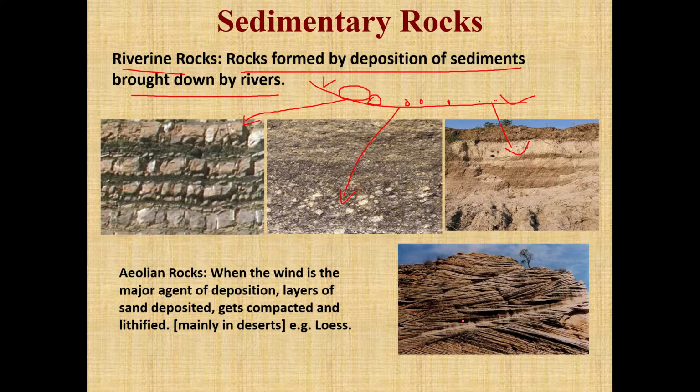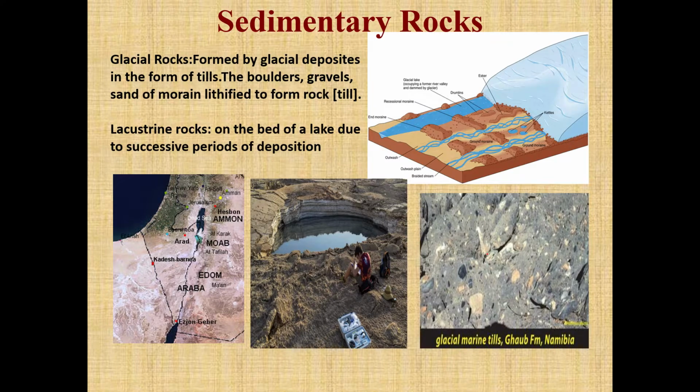Aeolian rocks: wind is the major agent of deposition over there, and layers of sand deposited get compacted and then lithified. For example, loess. Loess has been deposited, then compacted, then cemented and formed into rocks.